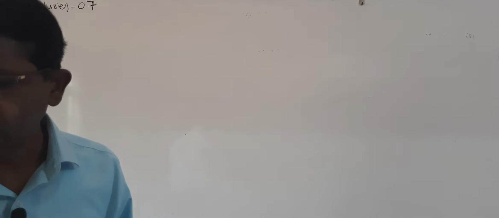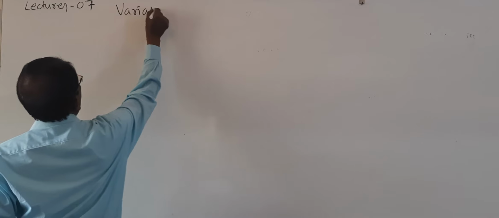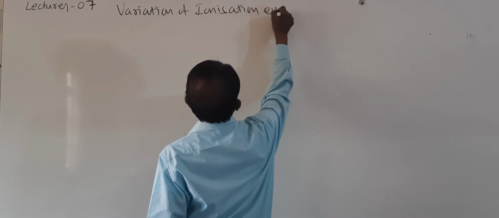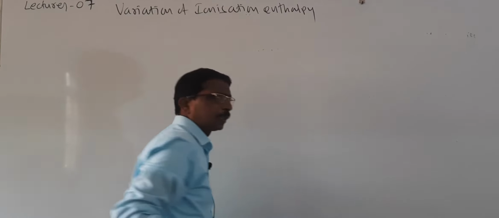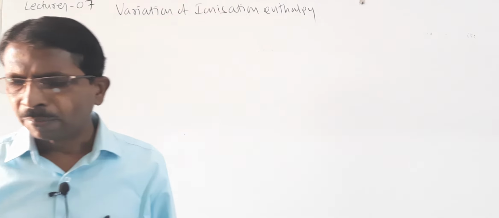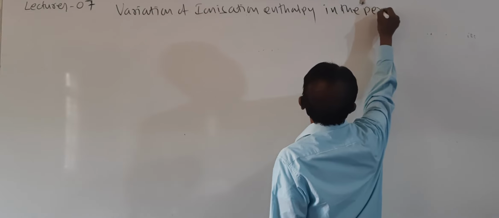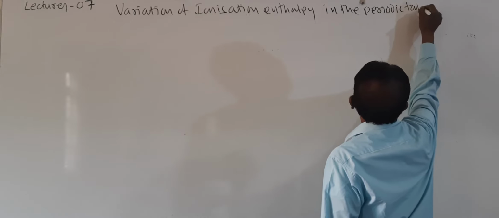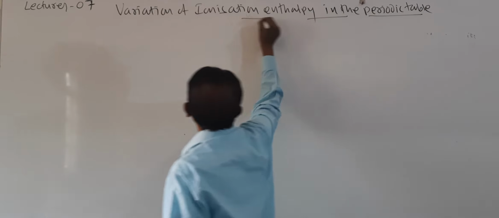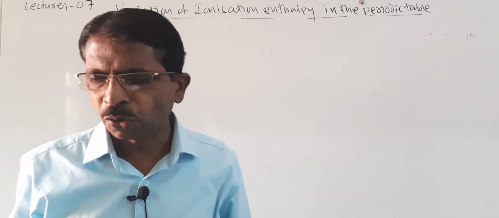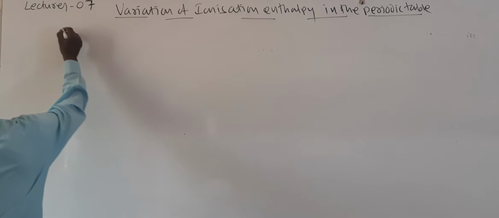Look here students. So here, what happens to this? Variation of ionization enthalpy in the periodic table. Variation of ionization enthalpy in the periodic table. So here we see what happens along the period and down the group. First, let us see ionization enthalpy down the group.